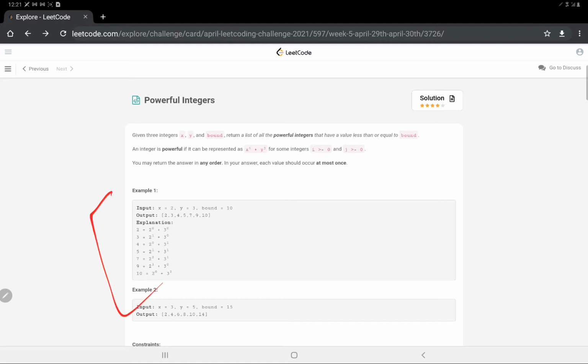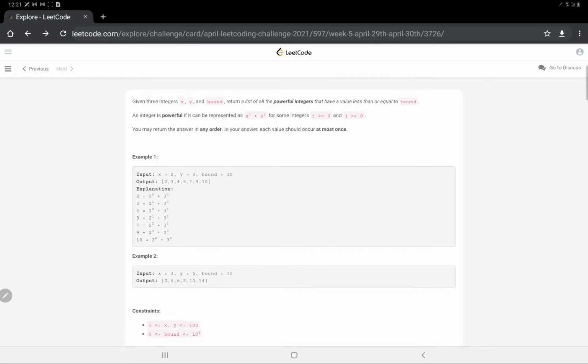The first example that is given to us has x as 2, y as 3 and bound as 10. So 2 to the power 0, and we make the combinations and return the powerful integers. The order doesn't matter. If 2 and 4 come first or second, the order doesn't matter. Now let's see the constraints.